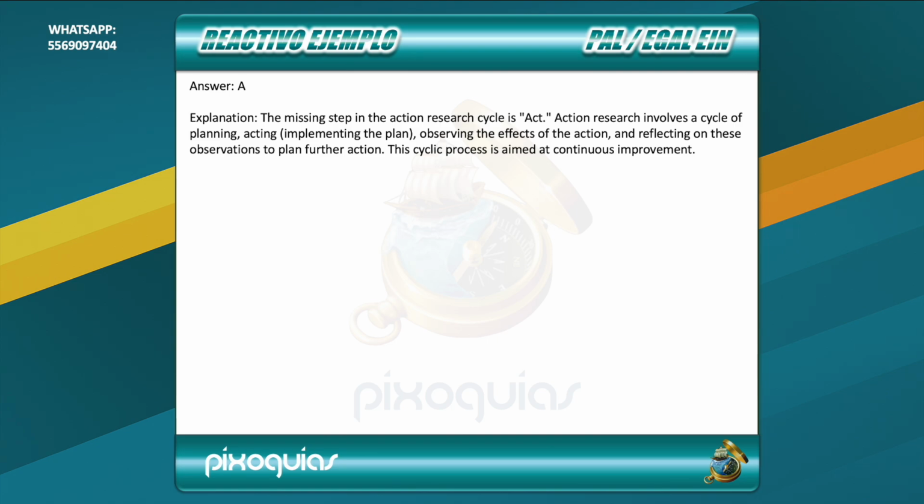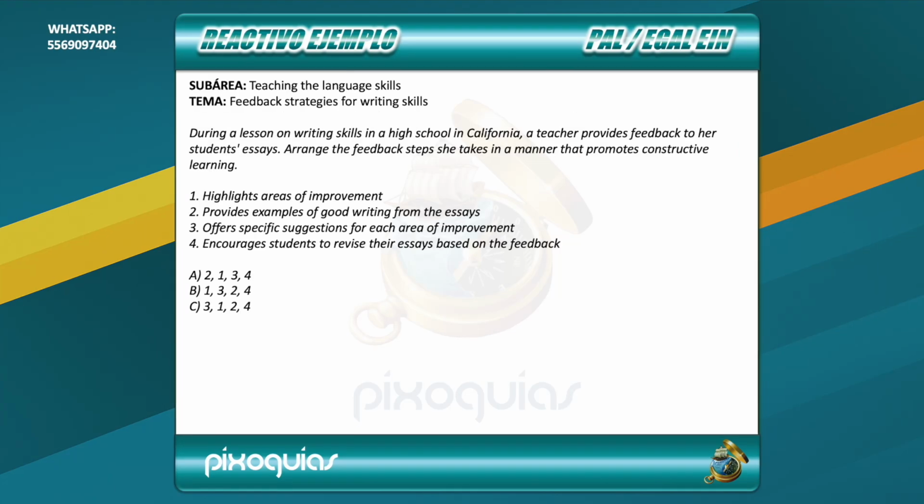Let me explain. The missing step in the action research cycle is act. Action research involves a cycle of planning, acting or implementing the plan, observing the effects of the action, and reflecting on these observations to plan further action. This cyclic process is aimed at continuous improvement. Let's move to the next exercise.